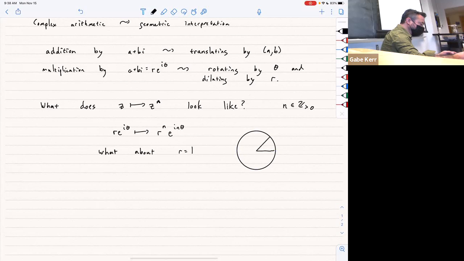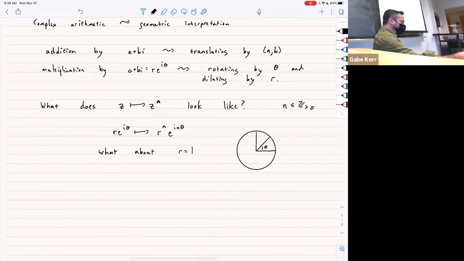Theta is going to be this angle. And what am I doing with theta? I'm multiplying it by n. Well, when theta is 0, nothing's happening, right? 0 times n is 0. But when theta becomes, say, 2 pi over n, what happens? You just go all the way around.